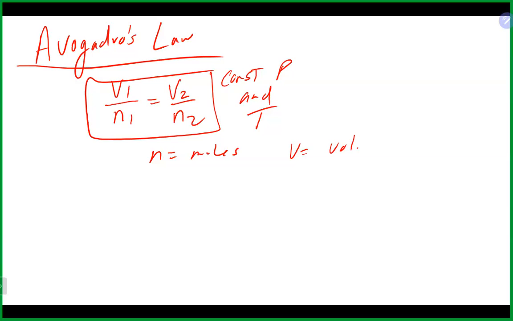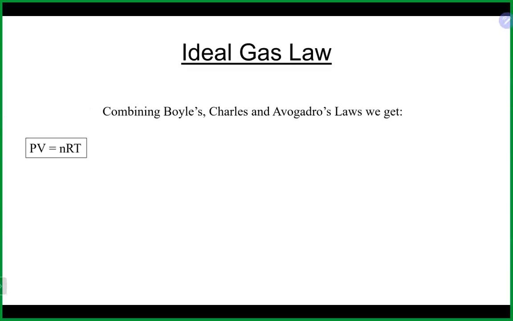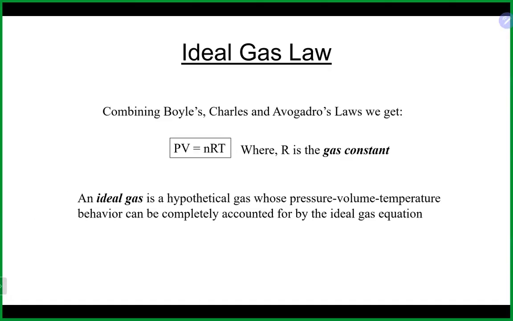I don't know how many problems we'll do with Avogadro's law, because when we take together Boyle's law, Charles' law, Gay-Lussac's law, and our friend Avogadro's law, and put all these together, we get really the big gas law of the season, which is the ideal gas law. And the ideal gas law is really a combination of all those laws together.